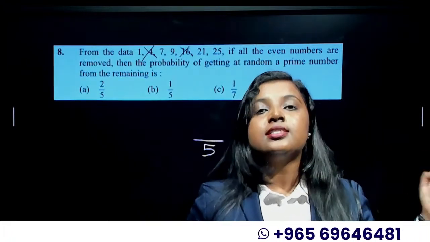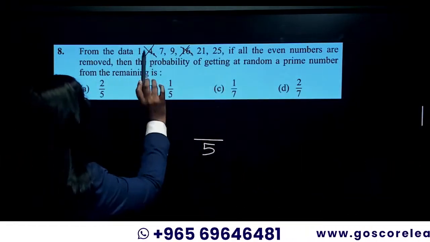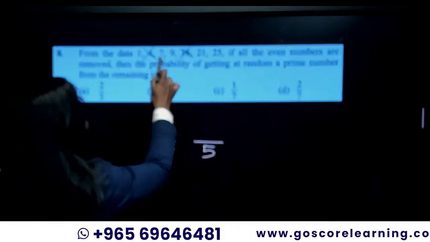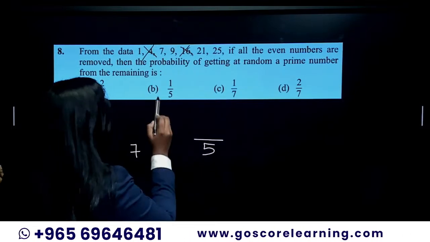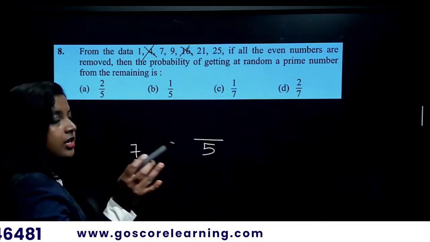Okay, right? So here, how many prime numbers are there? So let us check. 1 is neither prime nor composite. Okay, so 7 is prime. Is 9 a prime number? No. 3 is a factor of 9. 21, no. 3 sevens are 21, no.